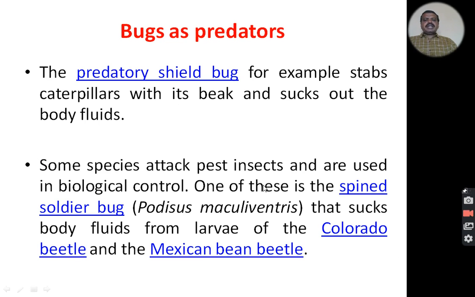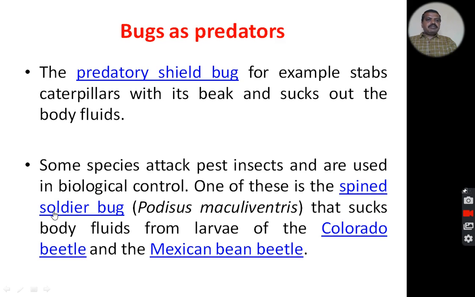Some of the bug species attack the pest insects and are used in biological control, because these bugs act on the insects which damage the crop plants. That is the reason why these predatory bugs act as biological control agents.